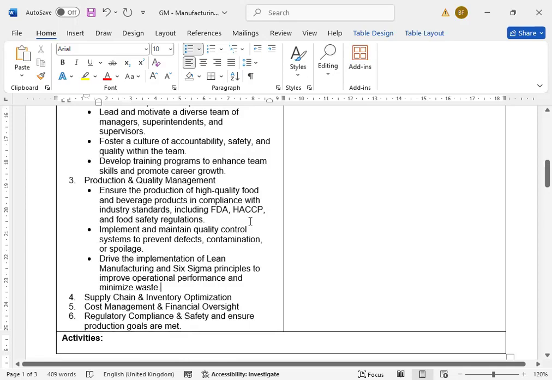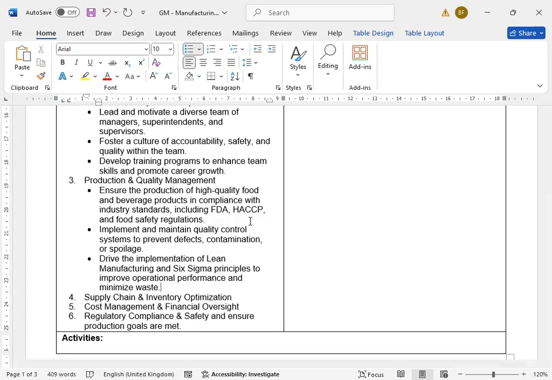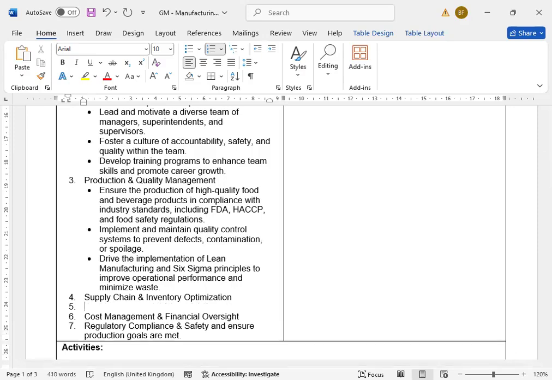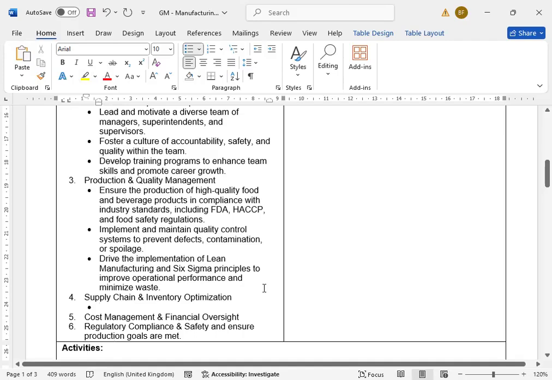The third what? The third area of responsibility, AOR. Okay, now let's go to number 4. Under supply chain and inventory optimization, what are we gonna do? Let me get the bullet here again. Still not going to the right place. Something went wrong with the Word document, or something is wrong with me not doing it properly.